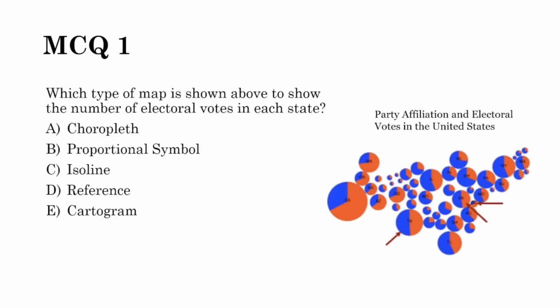So what type of map varies the size of entities based off of the data? In this case, population. The increased population, increased size. That's going to be a cartogram. Some people here may have said choropleth or proportional symbol, and they're looking at the party affiliation, and we're looking at the electoral votes for this specific question.